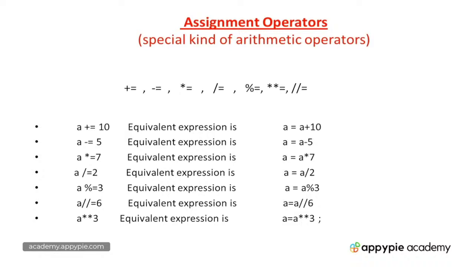Suppose the initial value of A is 100. I have written A plus is equal to 10. The new value of A will become 110. If I write A minus is equal to 5, minus is equal to is another kind of assignment operator. A minus is equal to 5 is equivalent to A is equal to A minus 5. Suppose the current value of A is 100. Now after that, its value will become 95. So are the other operators. You can just have a look. All these are called assignment operators.